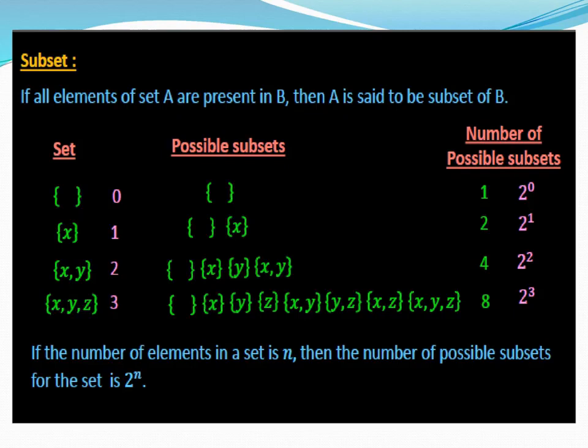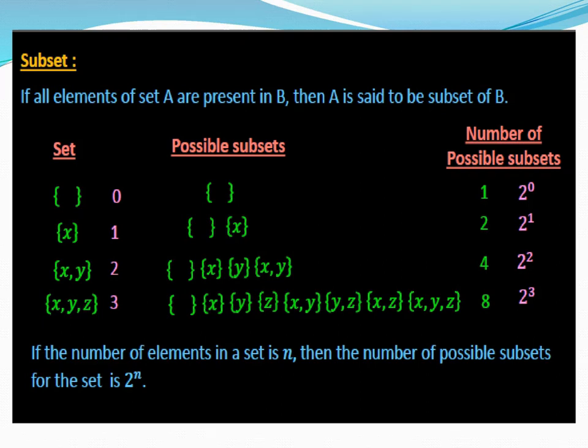Now take 2 elements in the set {x, y}. So n equals 2, and 2 squared means 4. So the given set contains 4 subsets: the null set, the given set {x, y}, and the single-element subsets {x} and {y}.